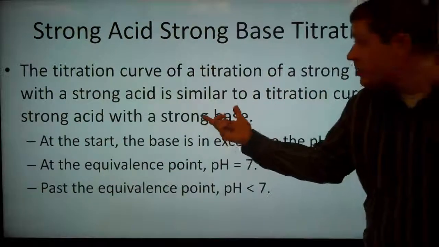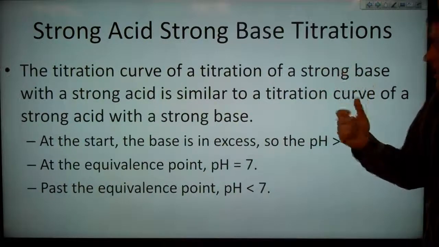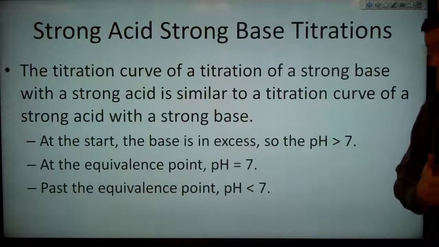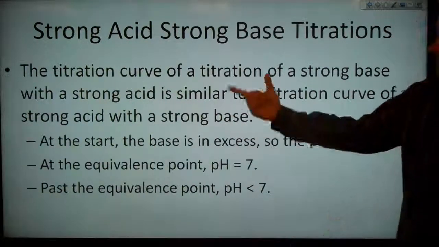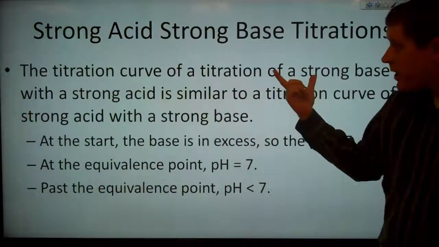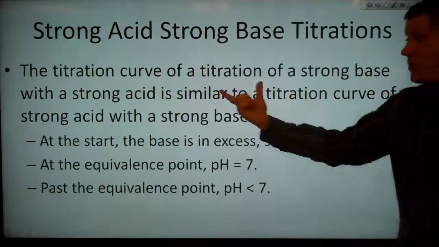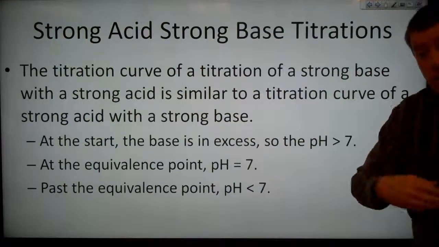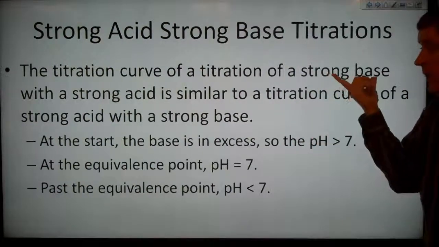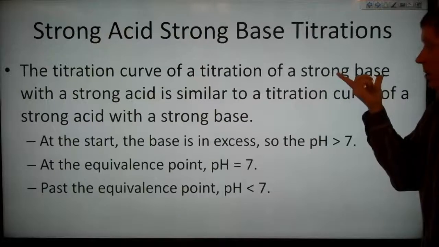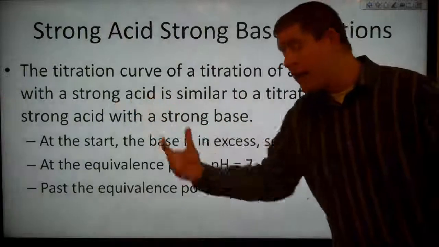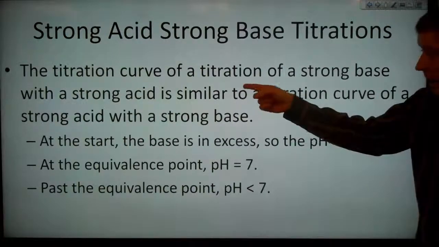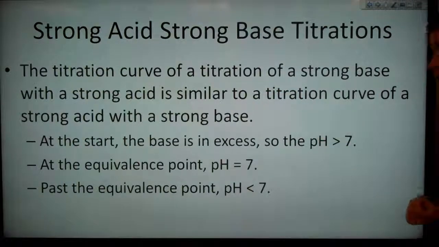The titration curve of a titration of a strong base with a strong acid is similar to the titration curve of a strong acid with a strong base. If we are titrating a strong base with a strong acid, that means we're adding the acid. Whatever we're titrating with is what we're adding. What we're titrating is what we started with. So here we're starting with a base, we're titrating with a strong acid, which means as we add the acid, the pH needs to be going down. So we're going to start out with a high pH, and it'll go to a low pH.